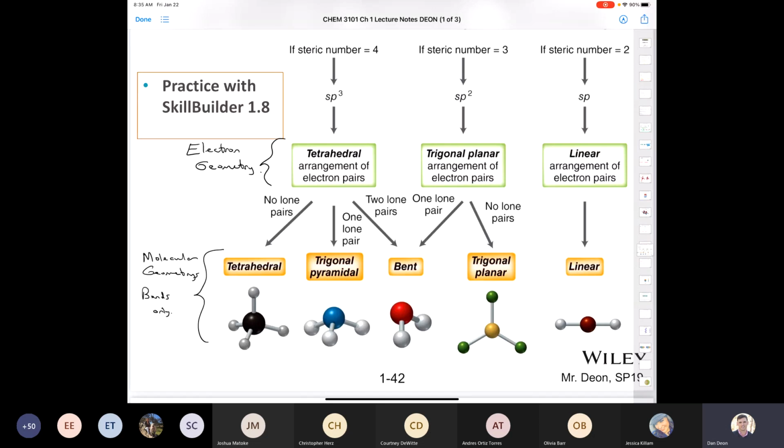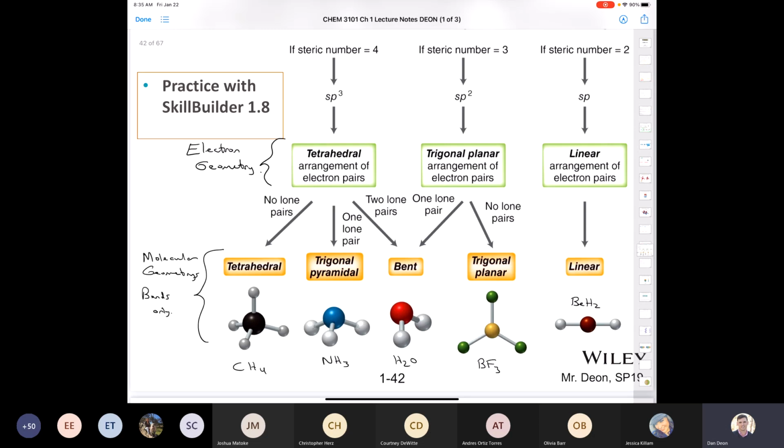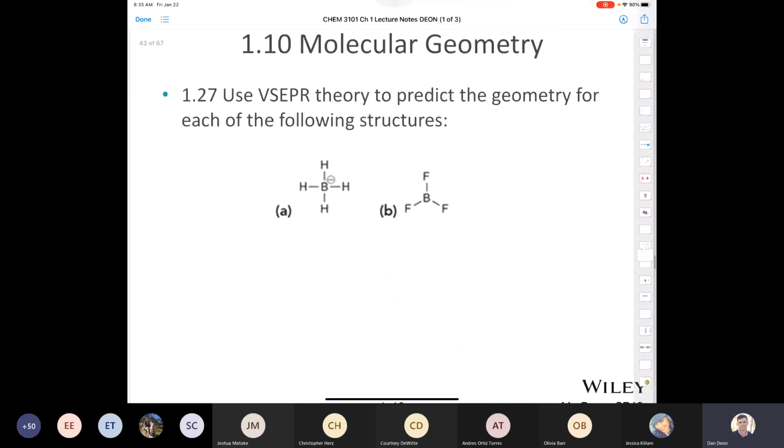Anyhow, and down here we have the models, the space-filling models, or ball and stick models. This is methane down here. This is ammonia here. This is water. This is boron trifluoride. And this is beryllium hydride here. All right, some good review of molecular geometry. All right, well, with that in mind, let's take a look at a practice problem.